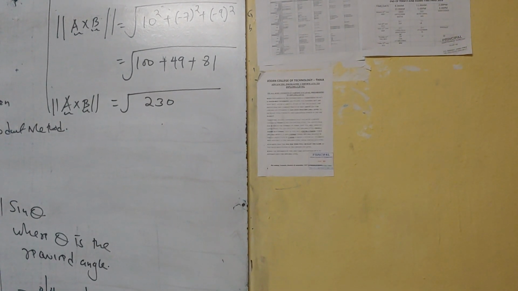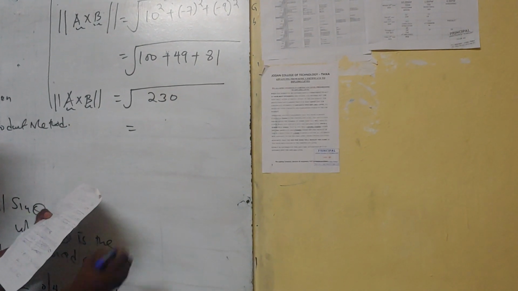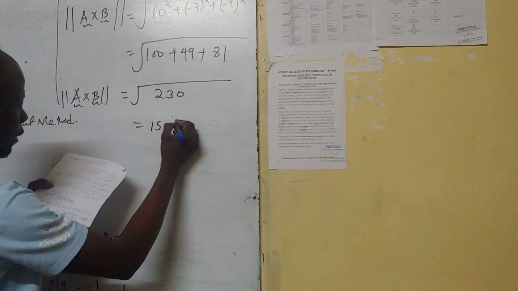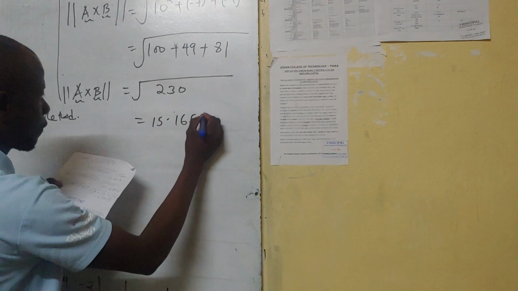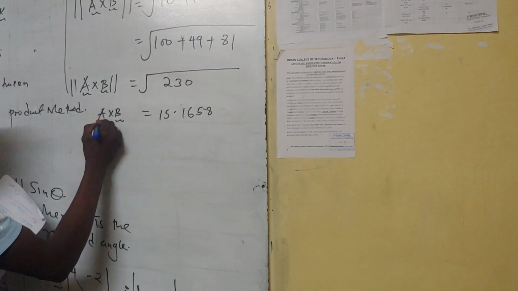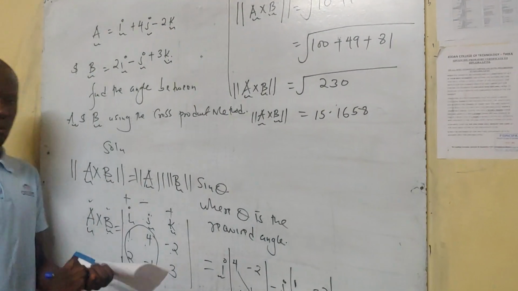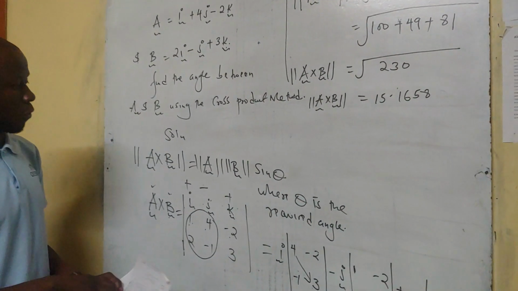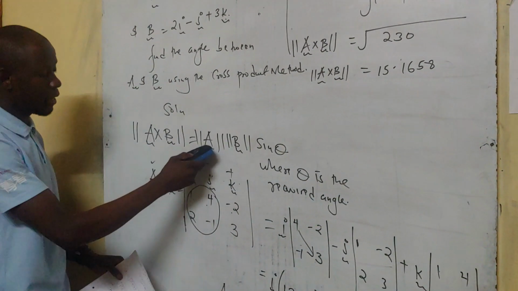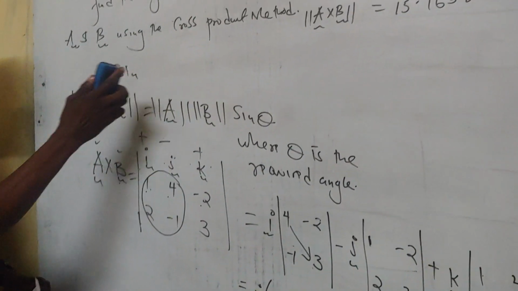If we put it to 4 decimal places, we find that root of 230 is 15.1658. So this gives us A cross B magnitude. The only thing remaining in the formula is to find A magnitude, B magnitude, and then sine theta.